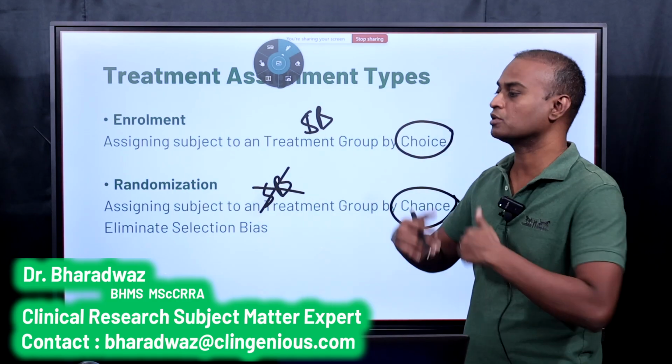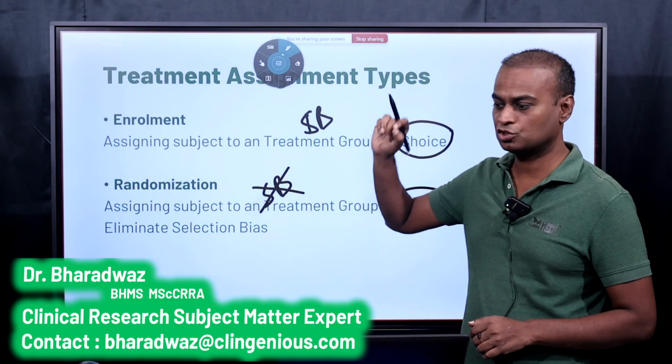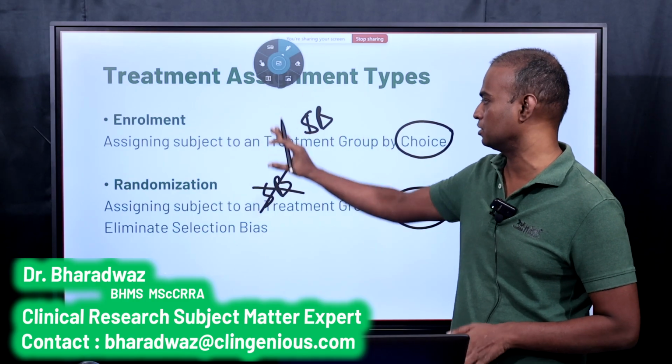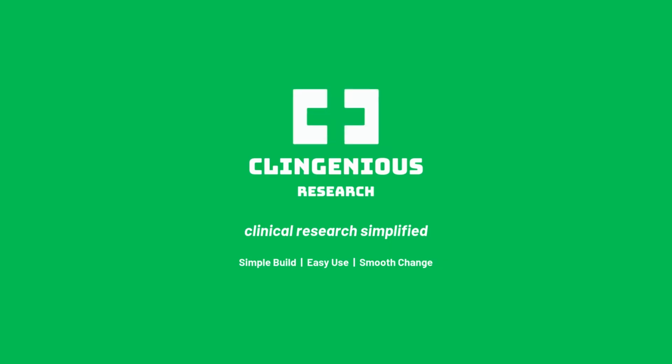In randomization, the system will assign the treatment group, but in enrollment, the investigator is given a choice to select the treatment group for a particular subject. That is the main difference between enrollment and randomization.